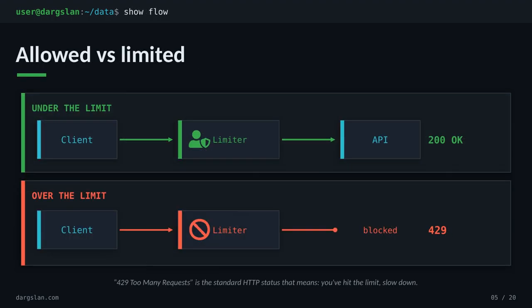When a client is under the limit, the request flows cleanly through the limiter, reaches the API, and comes back with a healthy 200 OK. Everyone's happy. But once that same client crosses the threshold, the limiter steps in and stops the request right there. Nothing reaches the API, and the client gets a 429, the standard HTTP way of saying, politely but firmly, "You've hit the limit. Slow down."